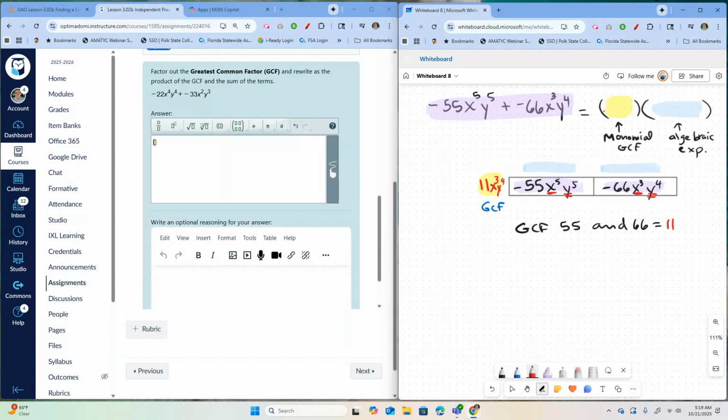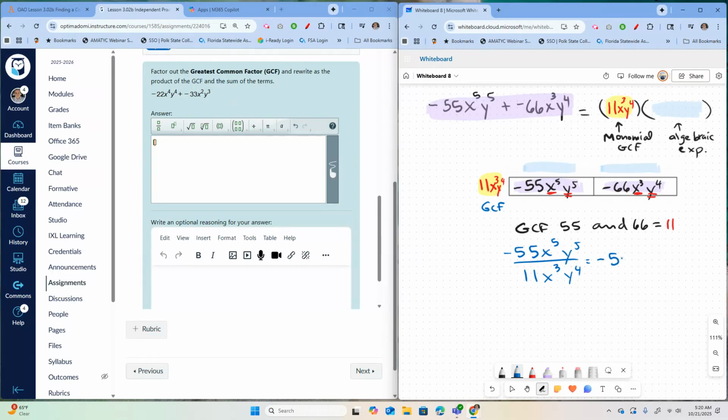Let me write in the first parenthesis, 11x to the 3rd, y to the 4th. That's my GCF. Now I'm going to find the tops. How do we find the tops? We're going to take the first box, negative 55x to the 5th, y to the 5th. I'm going to divide it by my GCF, 11x to the 3rd, y to the 4th. Using a calculator, negative 55 divided by 11 is negative 5.